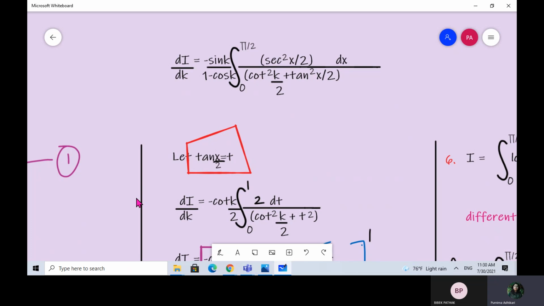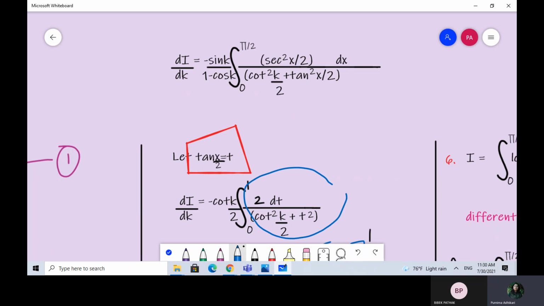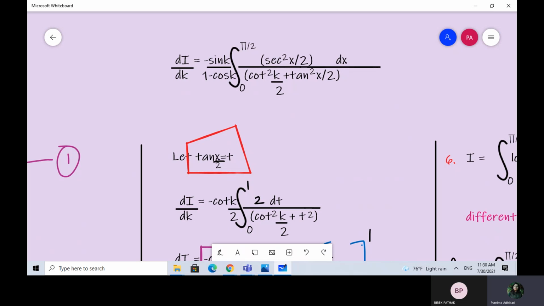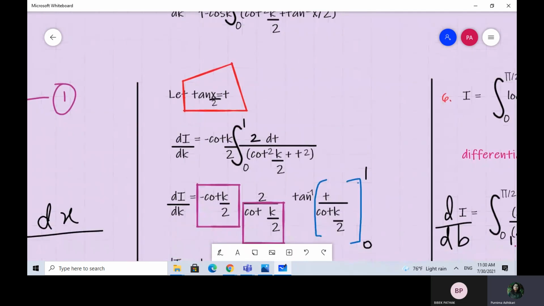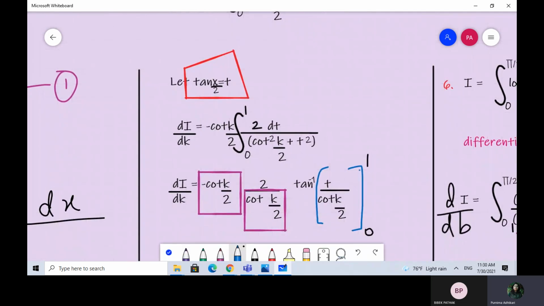So is it clear up to here? What will be the integration of this? Come on quickly. Very good. In place of a it is just cot k by 2, right? So 1 by a tan inverse t by a. 1 by a tan inverse t by a.